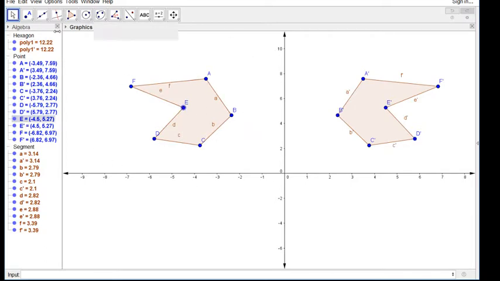Again, if I look at any y coordinate of the pre-image, the figure before it's transformed, and I compare that to the y-coordinate of the corresponding point in the image, the object that has been transformed, all my y-coordinates are the same.